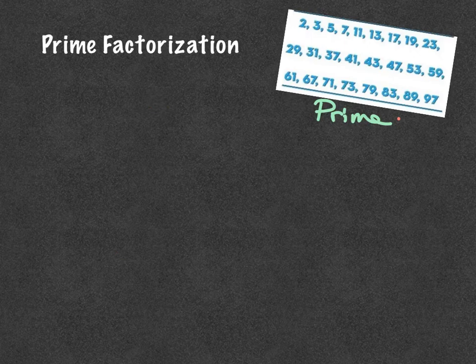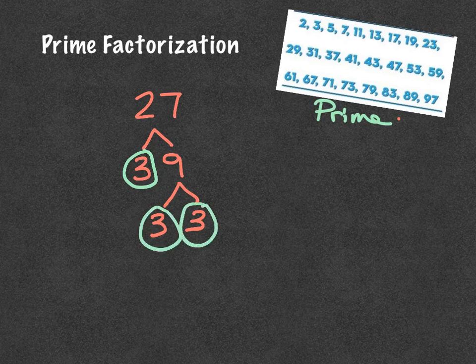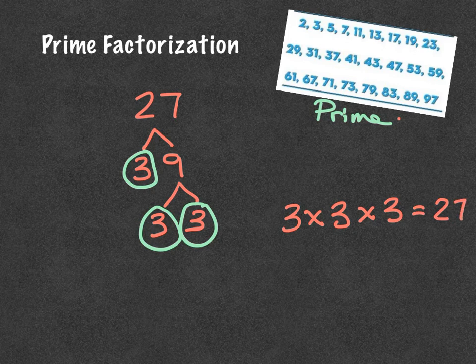Let's do 27. For 27, I'm going to take 3 times 9. 3 is prime, so I'm going to circle it. 9 would be 3 times 3. 3 again is prime. So the prime factorization for 27 would be 3 times 3 times 3 equals 27. So 3 times 3 is 9. 9 times 3 is 27. So that, my friends, is prime factorization.